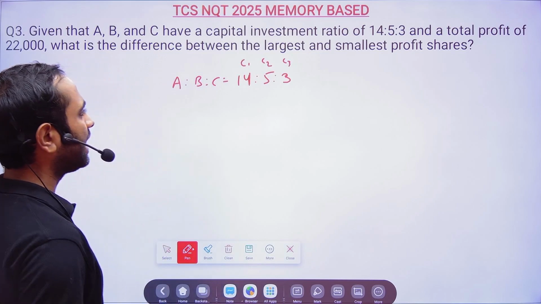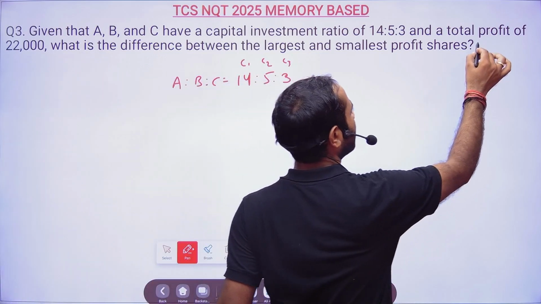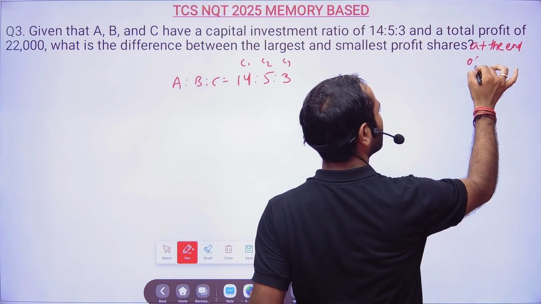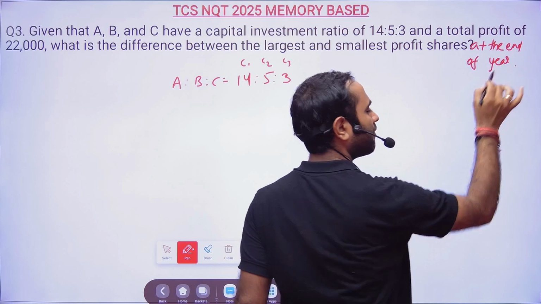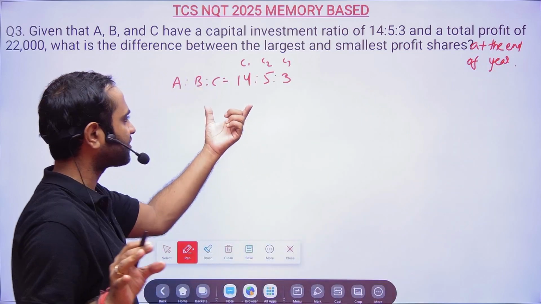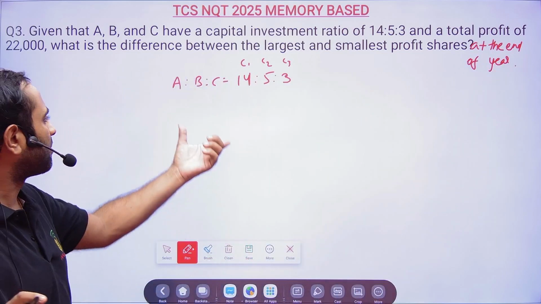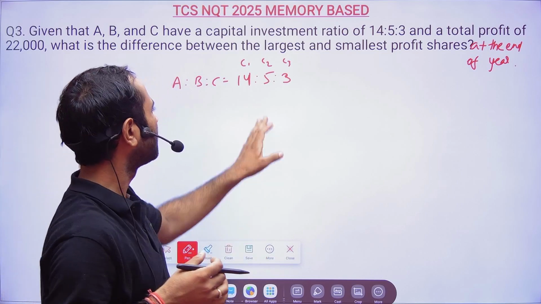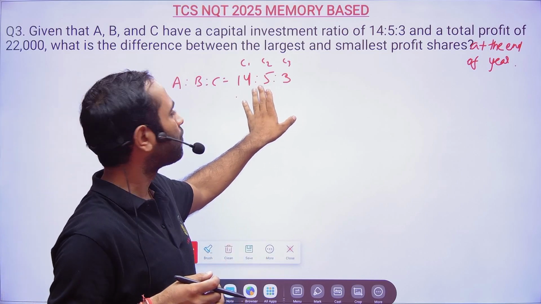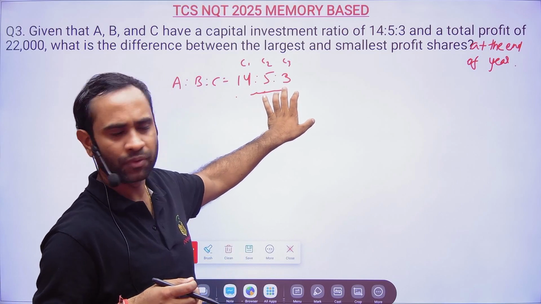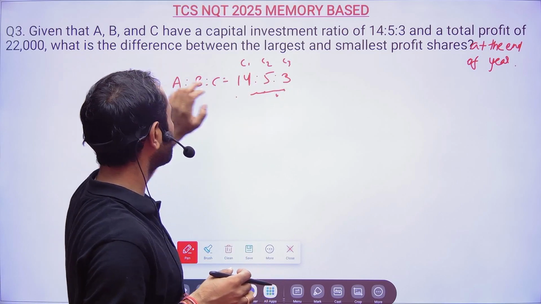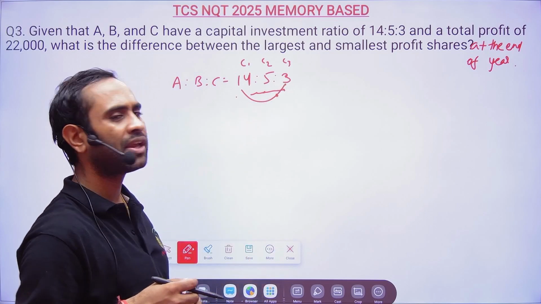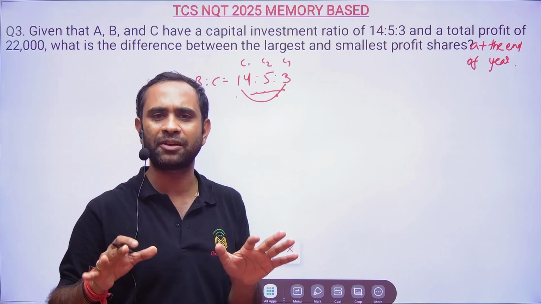Now, friends, in this question, they would have mentioned at the end of the year. If they have not mentioned it also, no problem. Now I will just tell you the formula, because last time when I explained it, somebody said, sir, you could have directly written it. I know. 14, 5, 3 is 22. If you divide 22,000 by 22, it will be 1000. The difference between the largest and smallest will be 11. 11 into 1000, directly you will get the answer. You don't even need pen and paper, right?